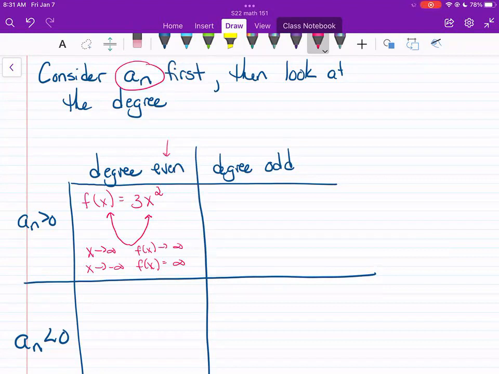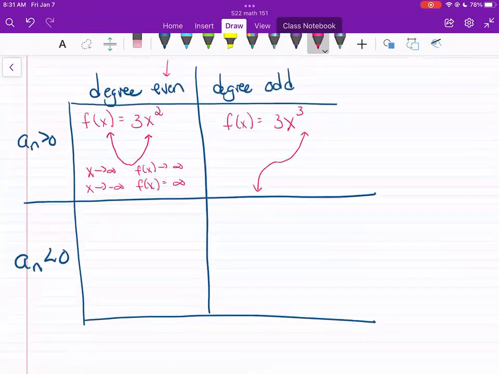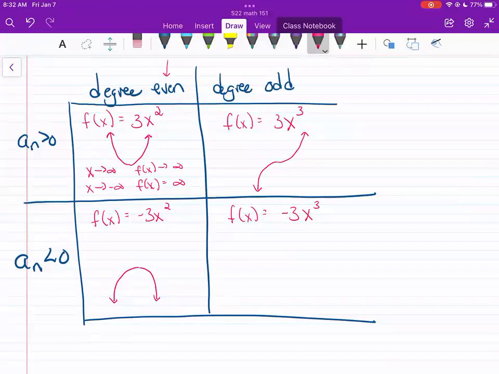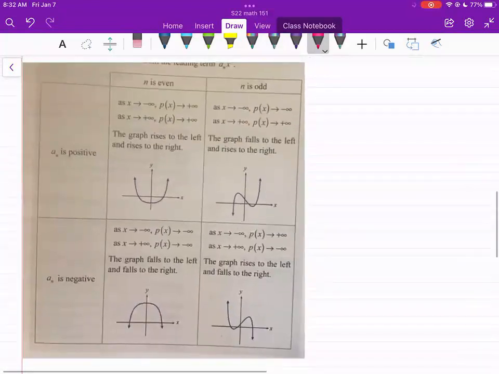But another example, suppose a sub n is positive, but the degree is odd. In this case, because a sub n is positive, the right side goes up, but because the degree is odd, the left side is going to do the opposite. If we move down to a sub n being negative, we'll take the same example, but make a sub n negative. Now the right hand's going to go down. The degree is even, so the left side does the same thing. They both go down. If we switch to a sub n being negative and the degree being odd, the right side's going to go down, but the degree is odd, so it's going to do the opposite and tend upward. I've summarized this for you in a chart that comes directly out of your text.